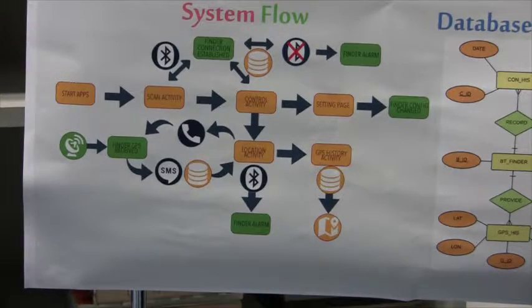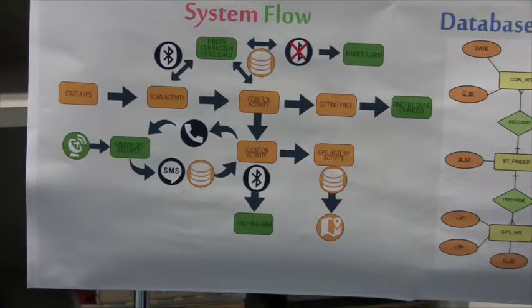Let me talk about the system flow for the mobile application. First, we run the app, and the first activity is the scan activity. You need to first enable the Bluetooth here, and then in the scan activity you can see which Bluetooth devices are available in short range. When you get connected with the Bluetooth, you can go into the control activity.